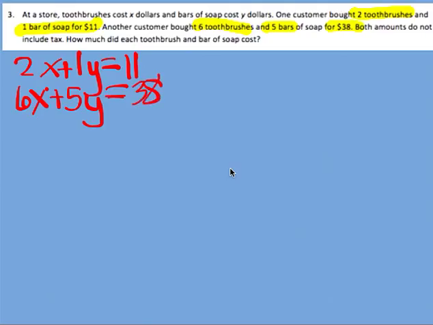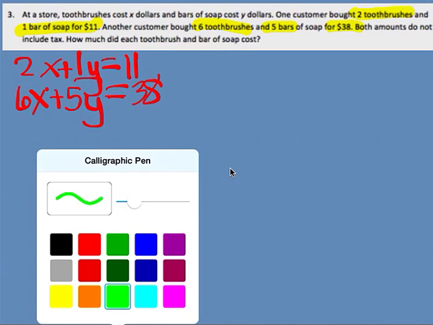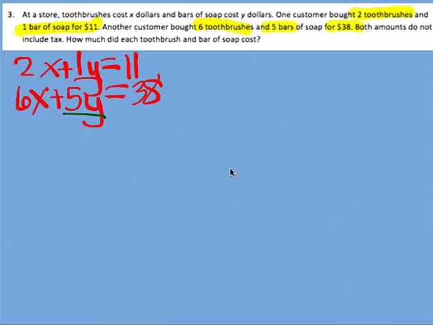So in order to use elimination, we need the same number with opposite signs. So I see that I have a positive 1y here. Then I ask myself, what can I multiply by to get the opposite of 5y? The opposite of 5y is a negative 5y. What do I need to multiply 1y by in order to get a negative 5? Well, I need to multiply it by a negative 5. So I'm going to take that equation and multiply it by a negative 5.